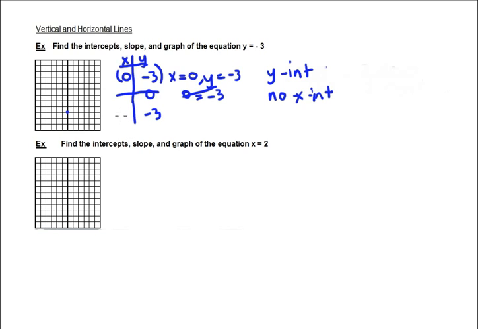And I could pick any other value of x. For example, x equal to 2 would be allowed because x equal to 2 does not produce a contradiction or any conflict here. And so I have this ordered pair (2, -3). When x is positive 2, y is -3, I get a point down here. And as you can see, if we connect the dots, we end up with a horizontal line.